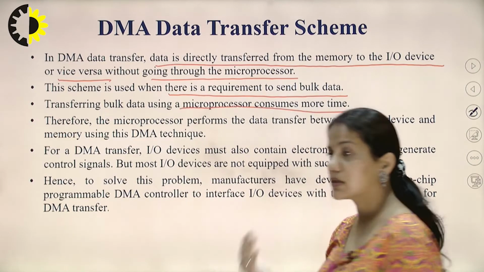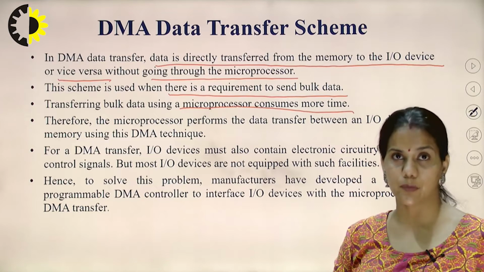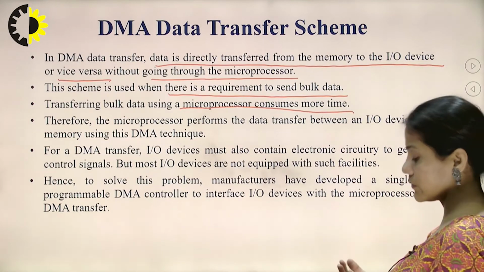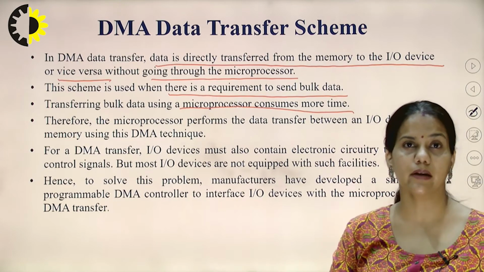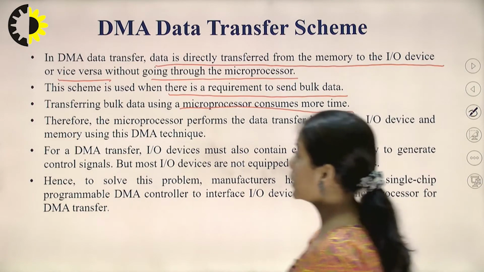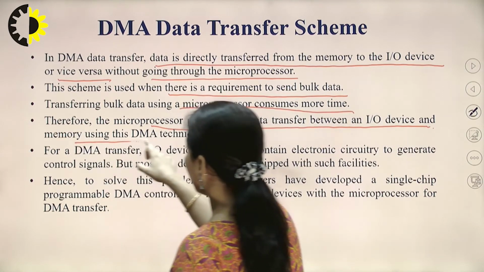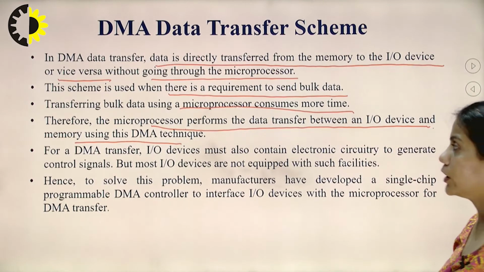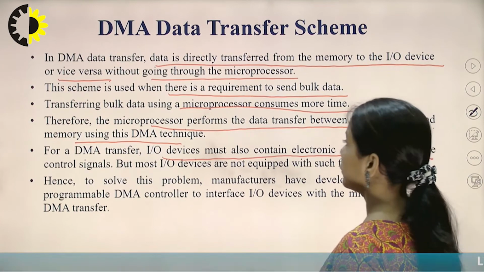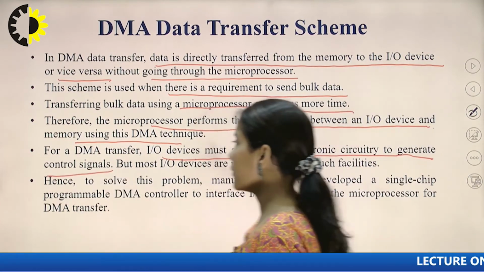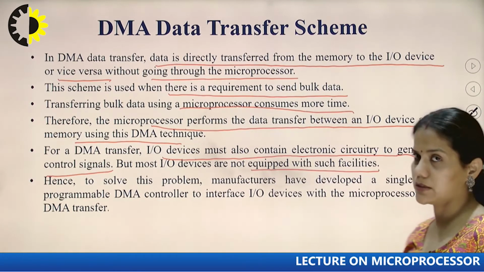So in this case, there is no use of the CPU. There is no need to use the CPU. The data transfer between the processor and the peripheral devices can take place directly without using the CPU. Therefore, the microprocessor performs the data transfer between input-output and memory using this DMA technique. For a DMA transfer, input-output devices must also contain electronic circuitry to generate control signals. But most input-output devices are not equipped with such facilities.